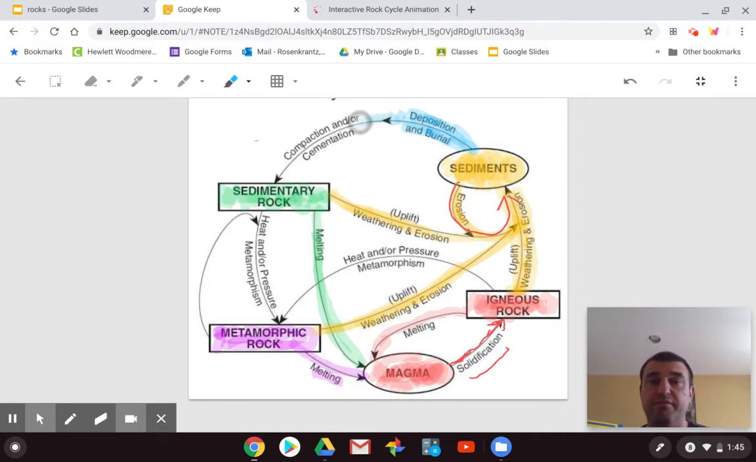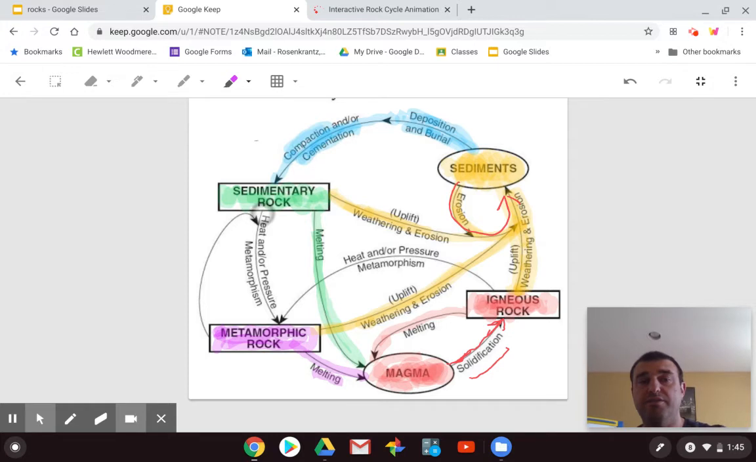And then this sand will get pressed together. We call that compaction. And then it can get glued. We call it cementing, cementation. So sediment will get deposited, buried, compacted, and cemented together into a sedimentary rock. Okay? Now, how do we get a metamorphic rock?